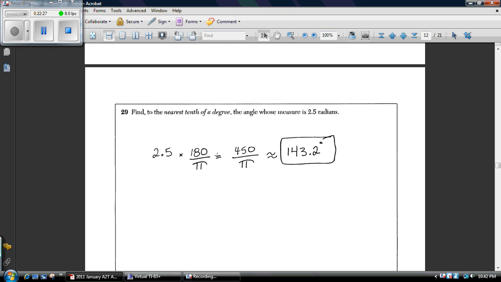Find to the nearest tenth of a degree the angle whose measure is 2.5 radians. To convert from radians to degrees, all you have to do is multiply by 180 over pi. That gives you 450 over pi. Plug that into your calculator, just literally 450 divided by pi. You get 143.2.